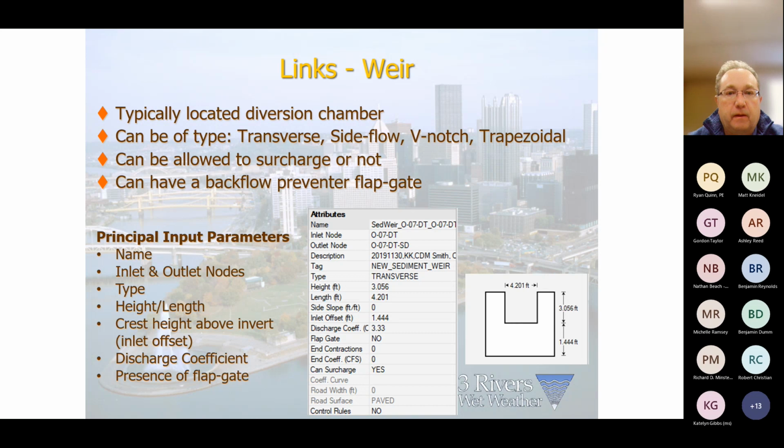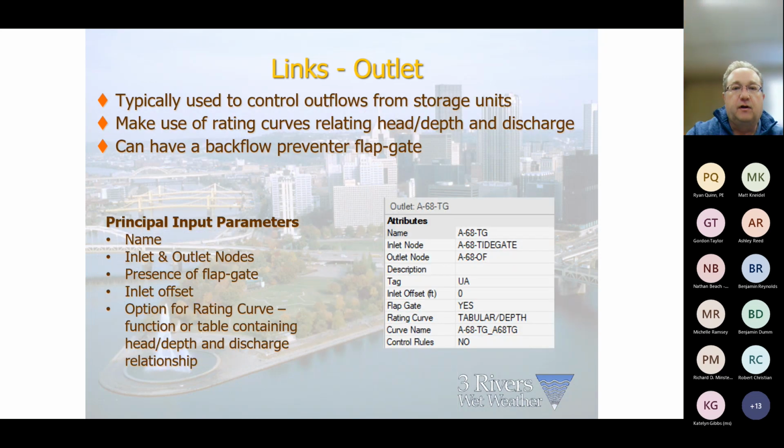What's transverse? Transverse is basically your flow's coming in right into a weir straight on. Versus a side weir, maybe you have an orifice that it's going straight into, but then you have a side weir that's running parallel with the pipe. So you also have your discharge coefficients, and again, whether you have a flap gate.